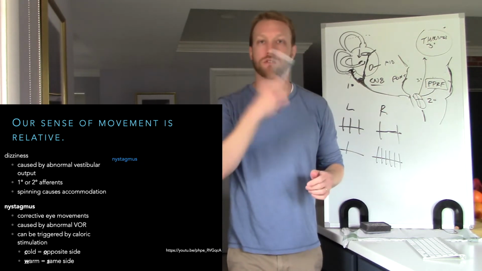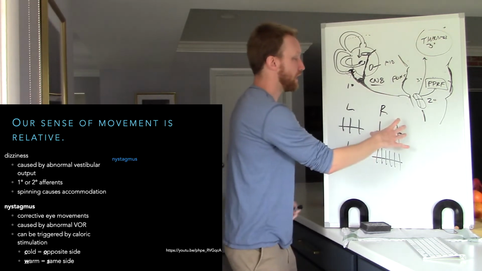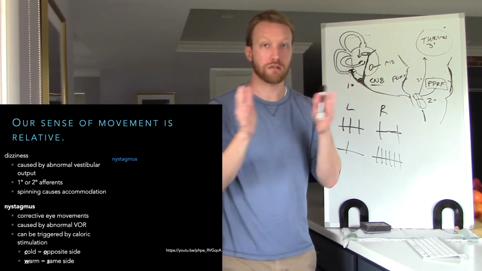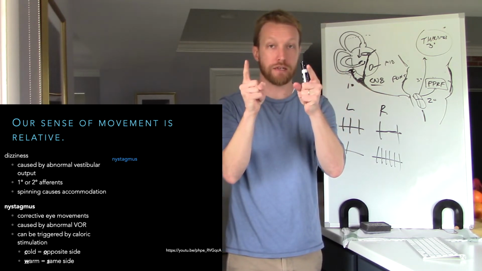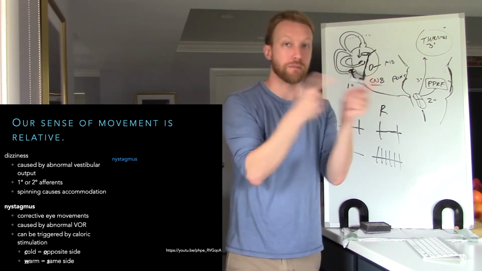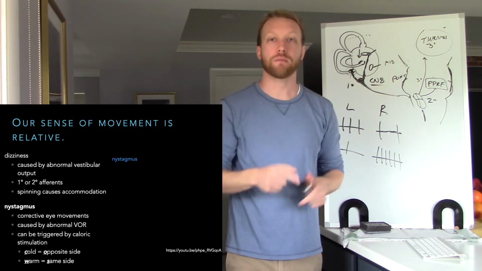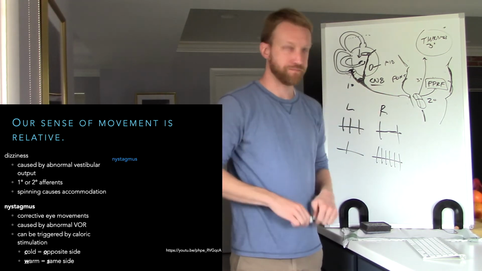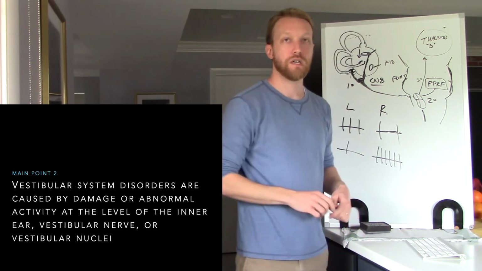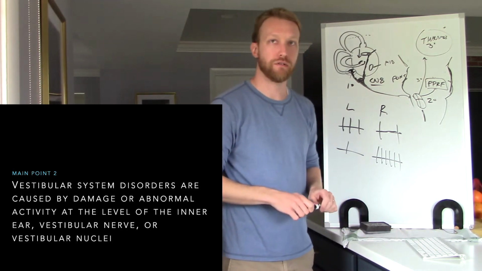So let's say we spin to the right, we tire out the right side, we get the sense that we're turning to the left. That's going to cause a VOR to move our eyes to the right, and we'll get leftward nystagmus to correct it. So nystagmus is always going to go in the opposite direction of the VOR. All right, just a couple of disorders to hit here.